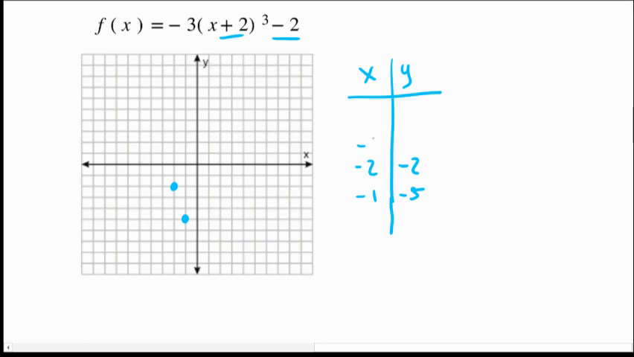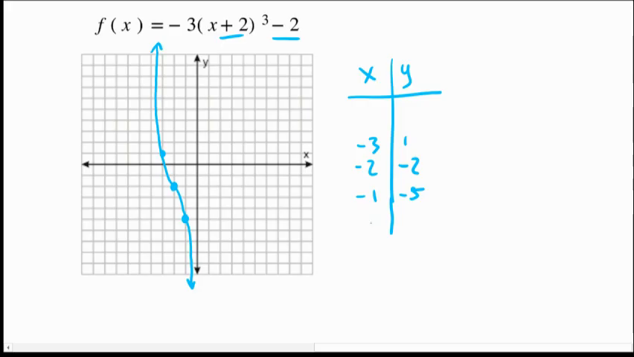If I were to plug in negative 3, that would be negative 3 plus 2 is negative 1, cubed is negative 1, times negative 3 is positive 3, minus 2, which is just positive 1. Now, I could plug in some more numbers here, but I know that they're going to go off the graph here because of this stretch. So I'm going to go ahead and call this my cubic function here.